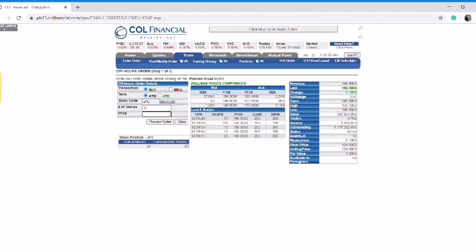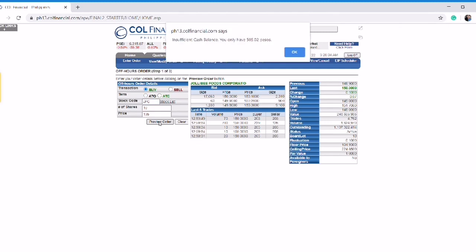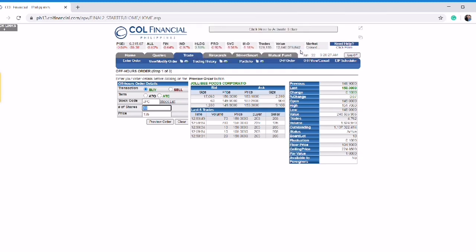kung ano yung purchase, sabihin na natin na 135, tapos pre-order mo siya. Since 505 lang ang available balance ko, hindi na mag-push through. So, there will be a notification. Sufficient cash balance, you only have 505 and 2 cents.